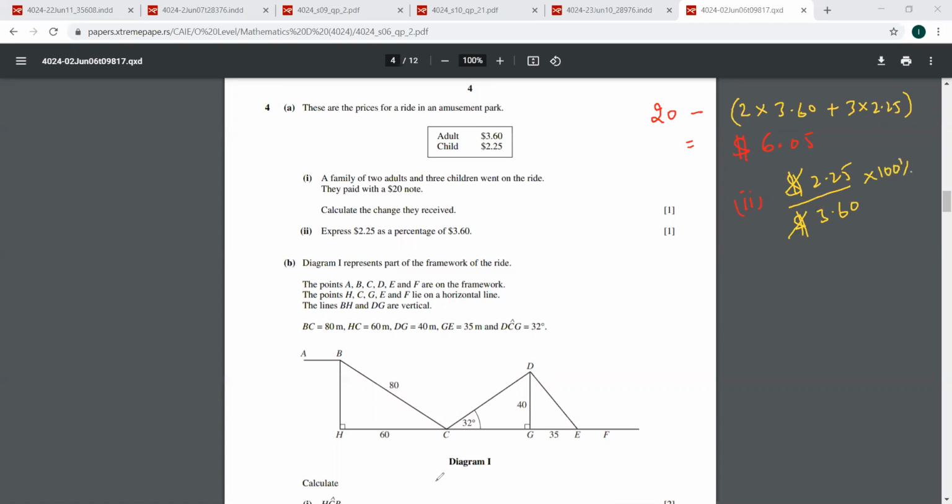Okay, let's see. 62.5. 62.5%. This is it from this paper. Let's go to the next paper's questions.